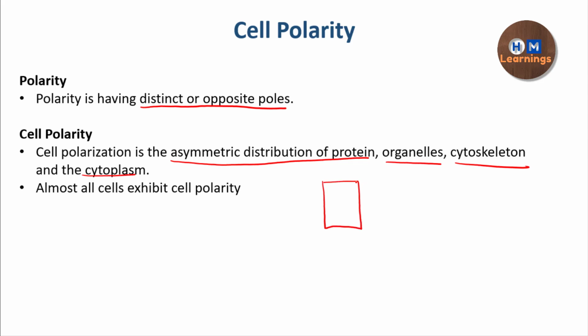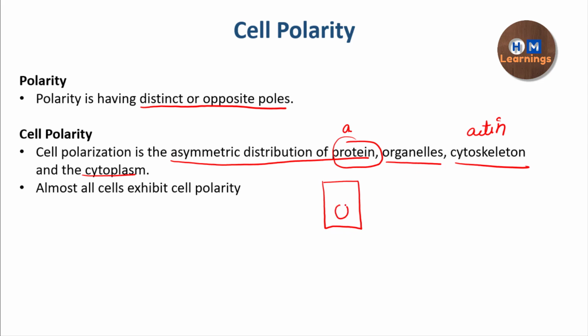If you consider any cell, you will see that it's not always the same protein everywhere. If you take any example, suppose actin, which is actually a cytoskeleton protein, or any other protein, you will see that that protein is not going to be present uniformly throughout the cell. Some portions of the cell have more concentration of that protein, some portions have less concentration.